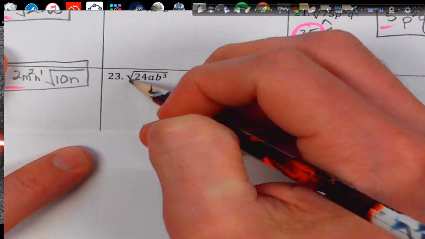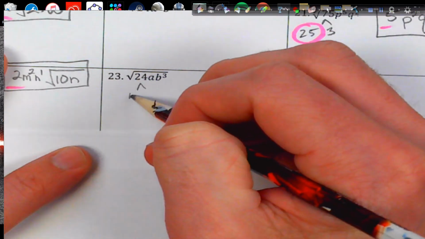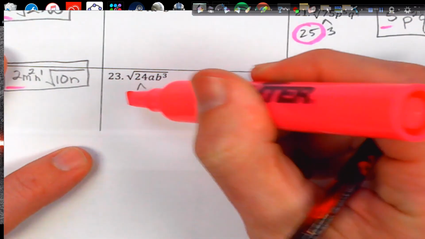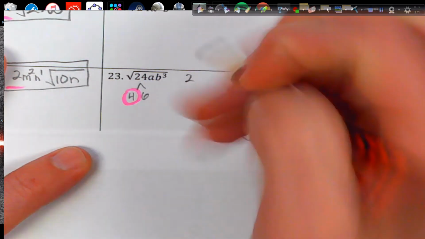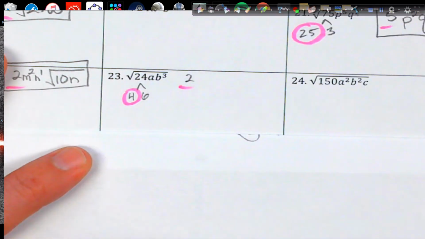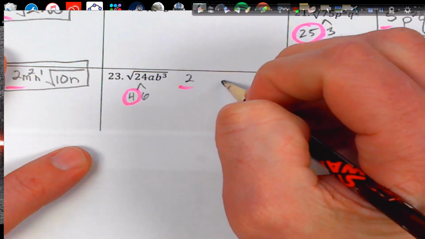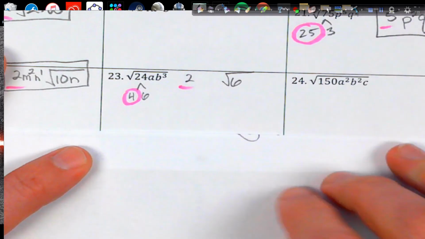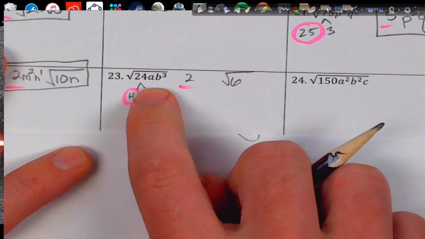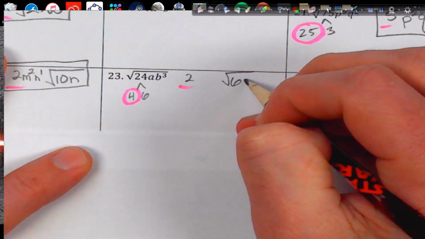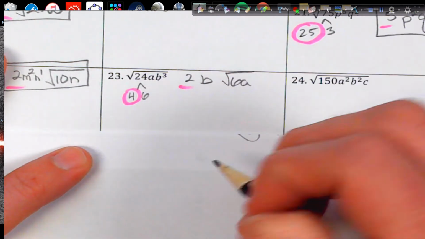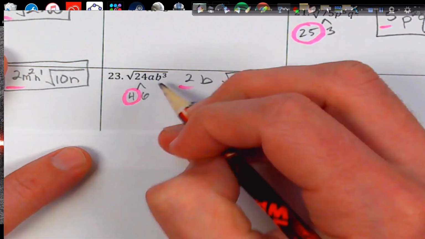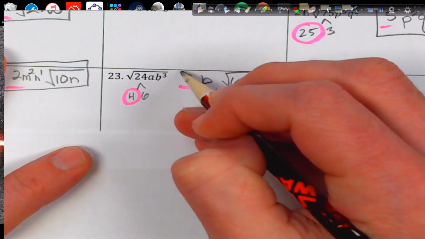Alright, 24 is going to be 4 and 6. Again, 4 is a perfect square. So I get to pull that 2 out, and we're going to keep the 6 under wraps. a, we can't take anything out there, not big enough, but b, we can take 1b out, 2 goes into 3 one time, with a remainder of 1.